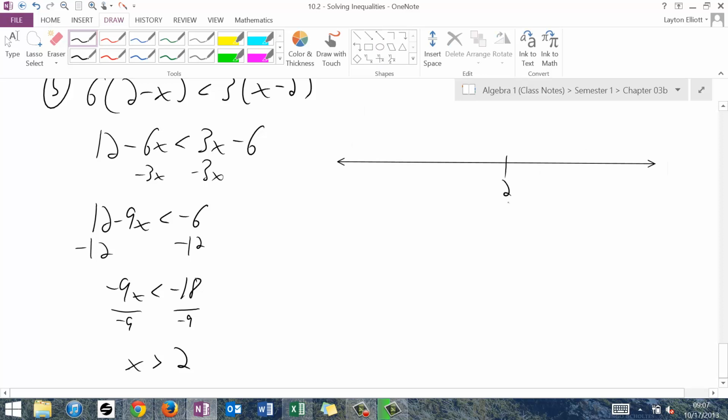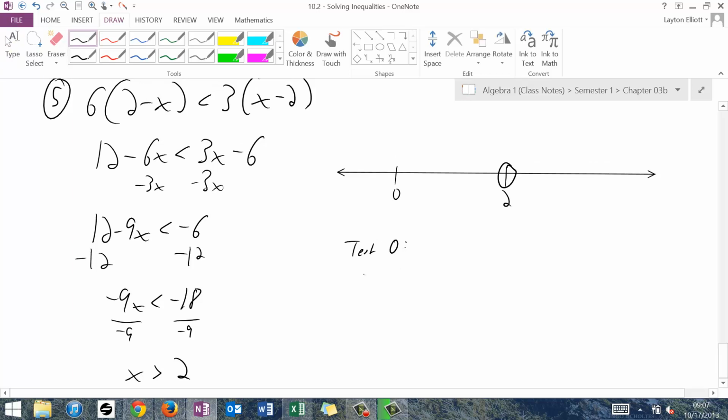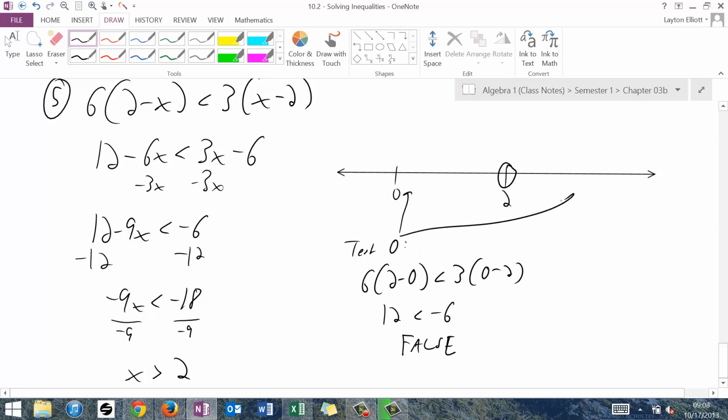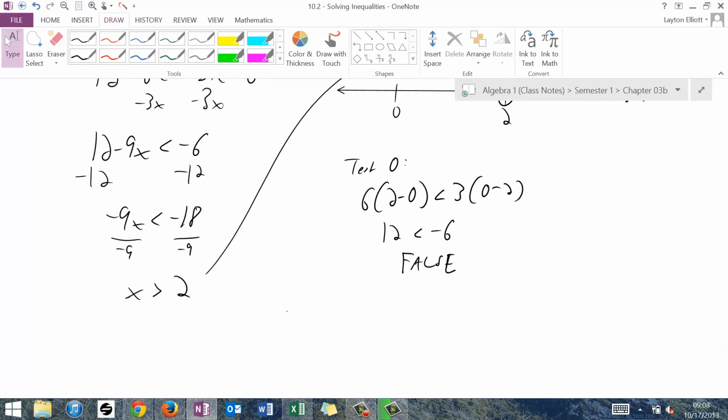Number line, put a 2 down, put an open circle on the 2 and stick an origin point down, and I'm going to test 0. I'm going to throw it back into the original problem. 6 times 2 minus 0 is less than 3 times 0 minus 2, or 12 is less than a negative 6. That is false. So I want to shade in the opposite direction, not with 0, but I want to shade over here to the right of 0, or to the right of 2. So I'm going to start shading that way. And that matches greater than, so that's a good match. X such that x is greater than 2.